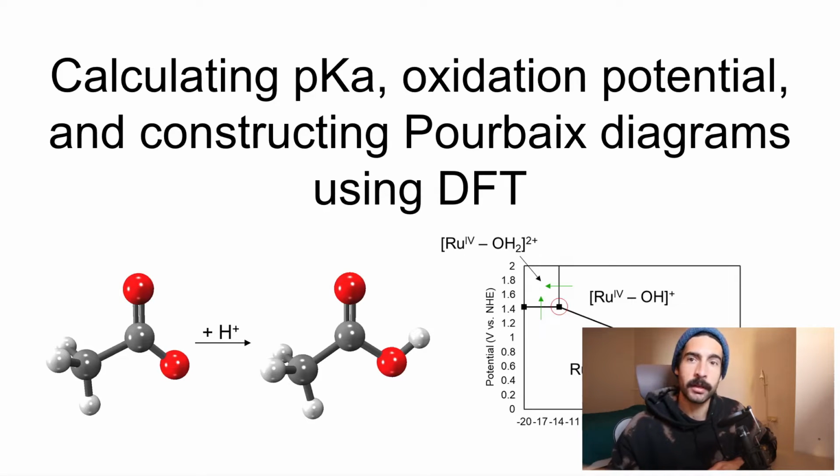As a forewarning, pKa and oxidation potential calculations are not going to be the most accurate. You can usually get pKa values within around 1 unit of your experimental value and oxidation potentials within roughly 200 millivolts of your experimental value. So don't expect it to be the most accurate, but it can be useful for affirming whatever predictions you have about your chemical system.